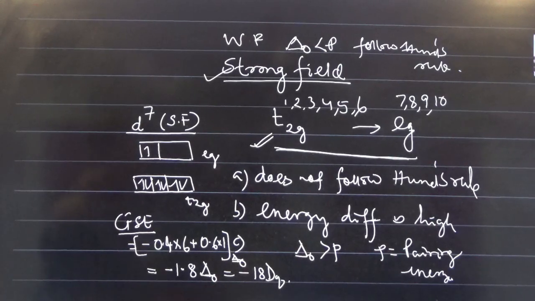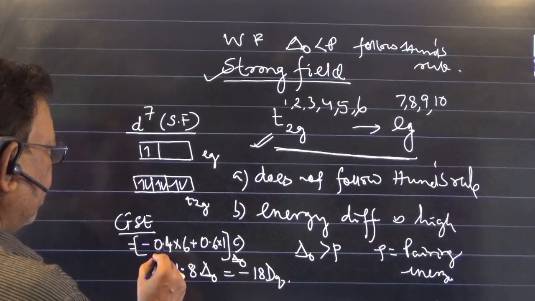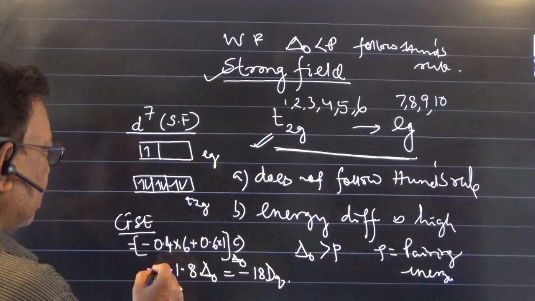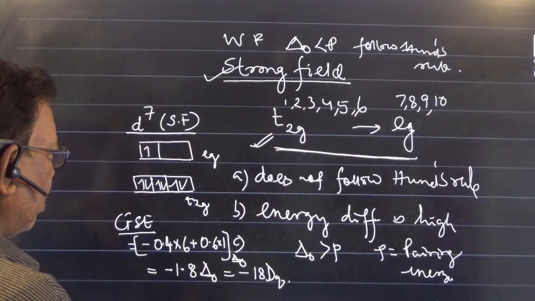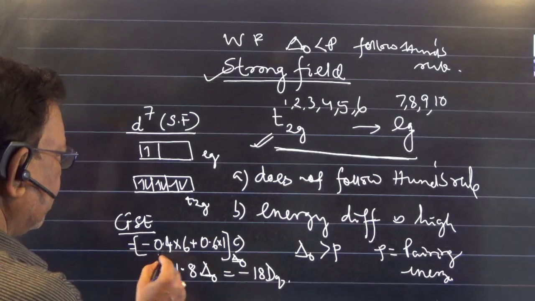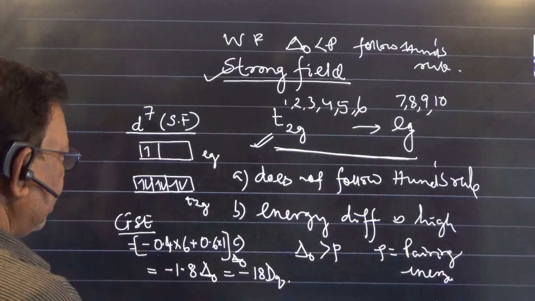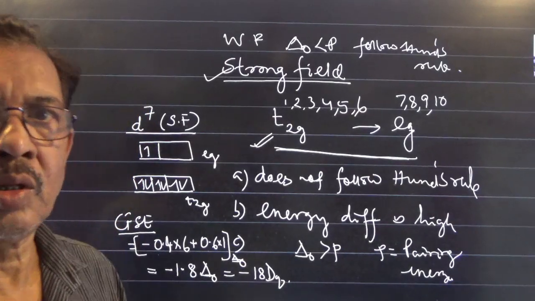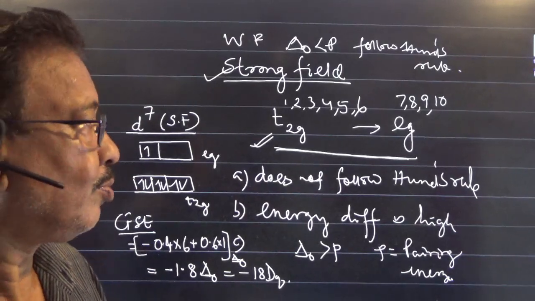Sir, it will be minus 2. How much is this coming to? Whatever you said, I wrote 0.4 into 6, how much is that? 2.4. This is minus, this is plus, okay. Yes sir, yes. Did you understand? Yes, sir.